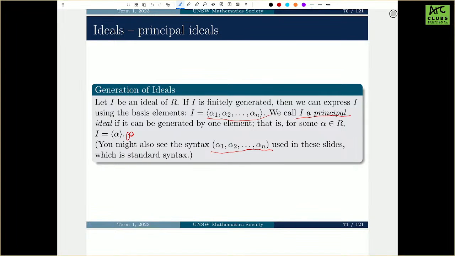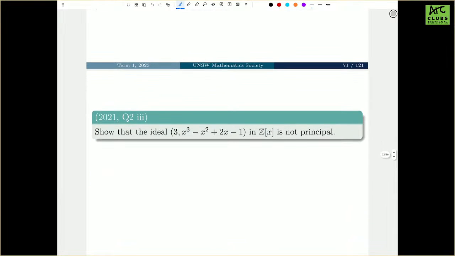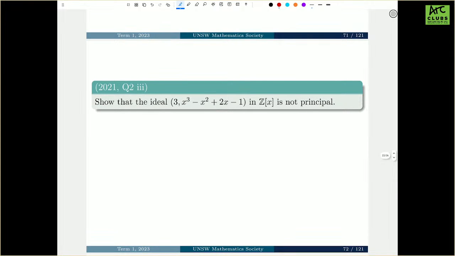We call I a principal ideal if it's generated by one element. We spoke about this before for an earlier problem. If we can write I as angle brackets alpha for some alpha, well then it's a principal ideal. Okay. Let's show that this ideal in Z[x] is not principal.